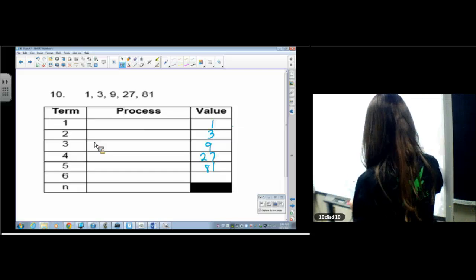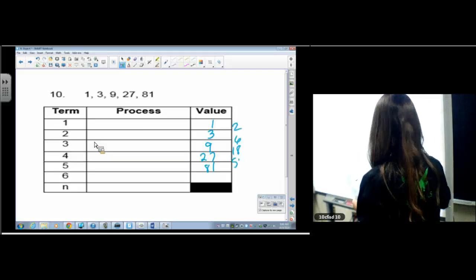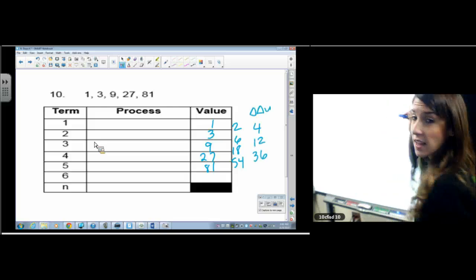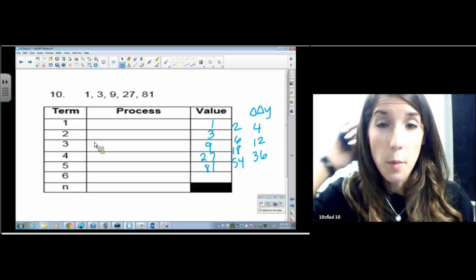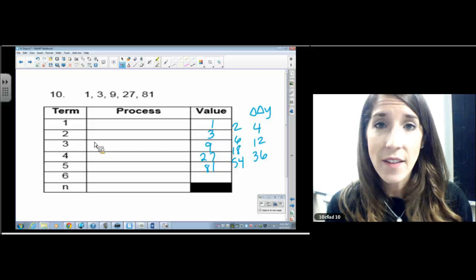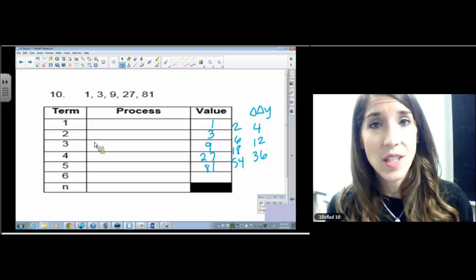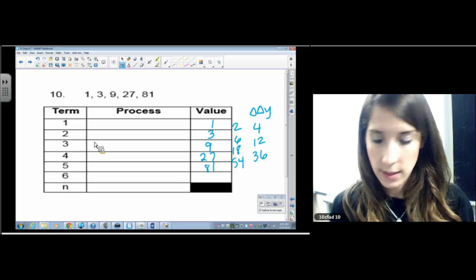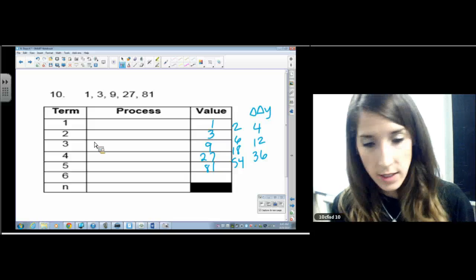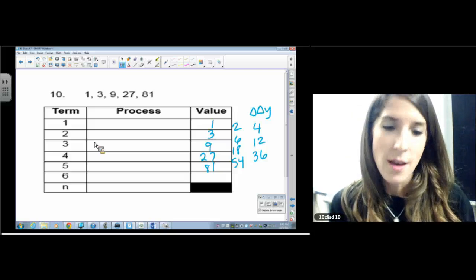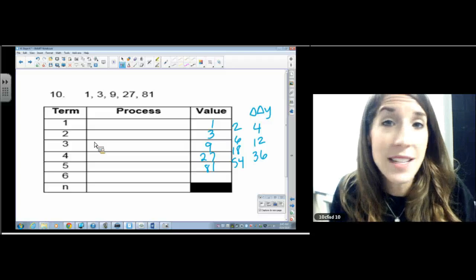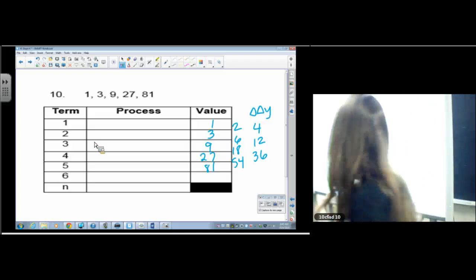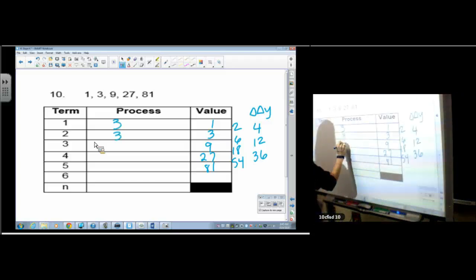So you get 2, 6, 18, 54, and then you get 4, 12, 36. Oh no! Delta y is not constant. So boom, it's not linear, it's not quadratic, it is definitely exponential. So now we see if dividing those numbers give us any clarity. Let's start dividing our delta y's and our delta y's. 6 divided by 2 is 3. 18 divided by 6 is 3. 54 divided by 18 is 3. We're getting 3 every time. That's good news. That means our base is an integer. Our base is 3. Not our coefficient, but our base.